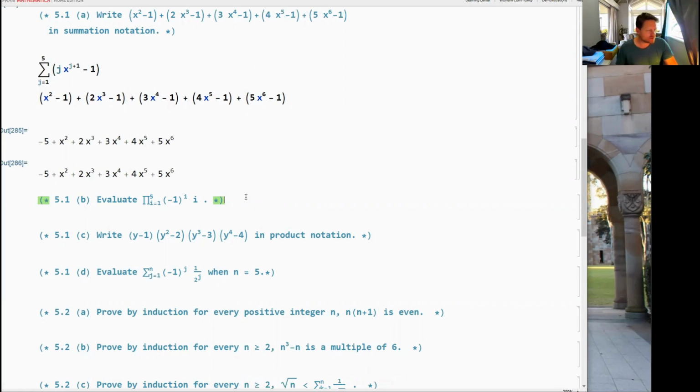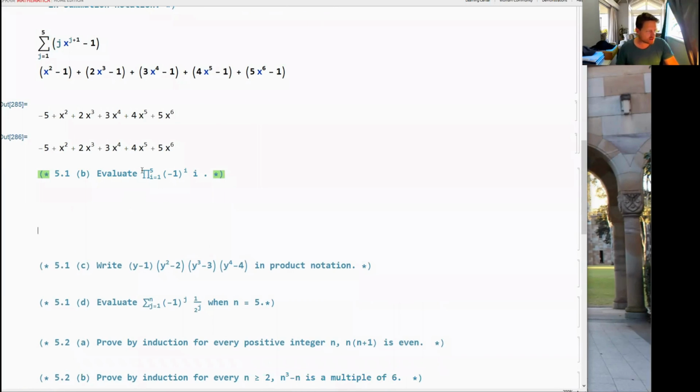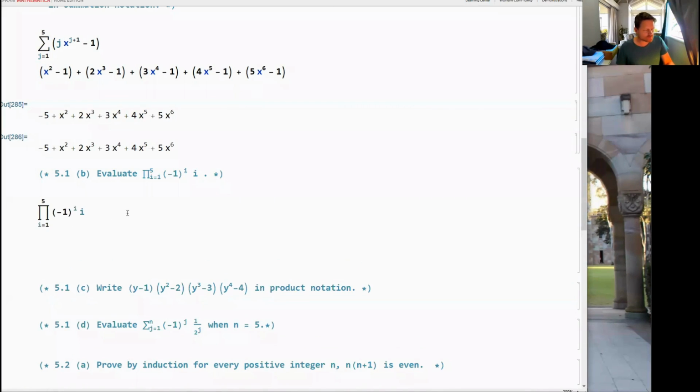Great. Let's move on and do this one. Evaluate the product. I'll do this by hand. This product is just like a sum, except we're multiplying. So we put in i is equal to 1 as our first multiplicand. So 1, and then this is times 1. Now the next one, multiply this times the same thing, but when i is equal to 2. So we put a 2 there and a 2 here.